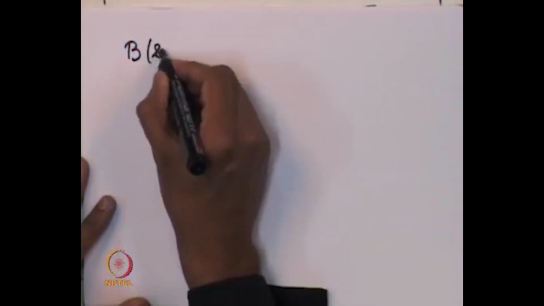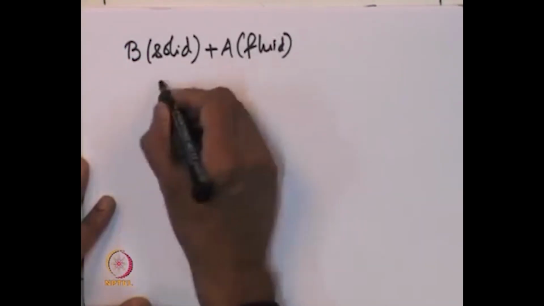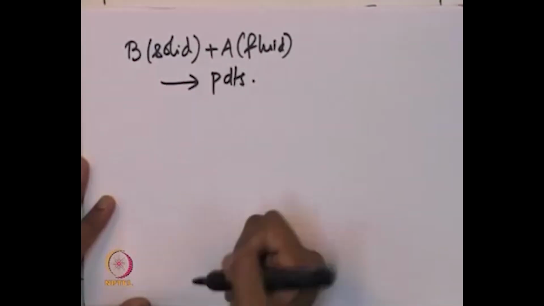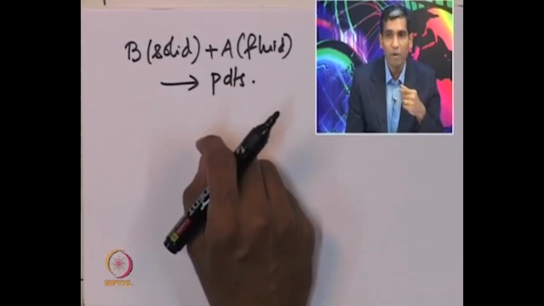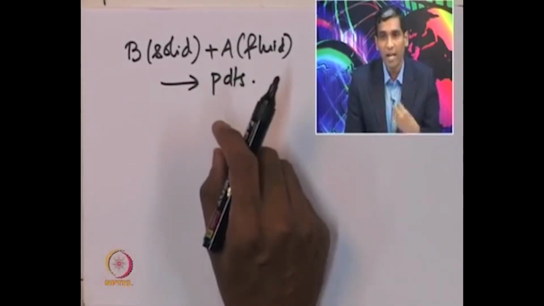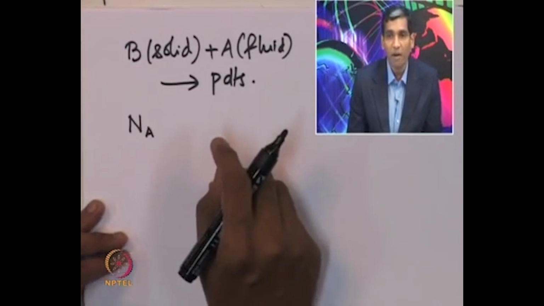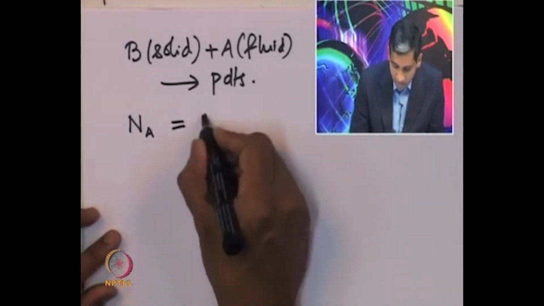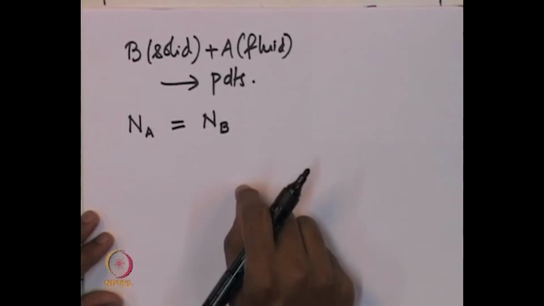Suppose we assume that B is a solid which reacts with fluid A to form products, then we can assume that there is an equimolar consumption. Suppose the reaction is occurring under equimolar conditions for B and A, then the number of moles of A consumed because of the reaction should be equal to the number of moles of B consumed because of the reaction. Note that NA equal to NB is a special case, and in general these two need not necessarily be equal.